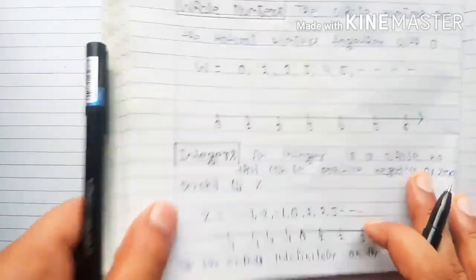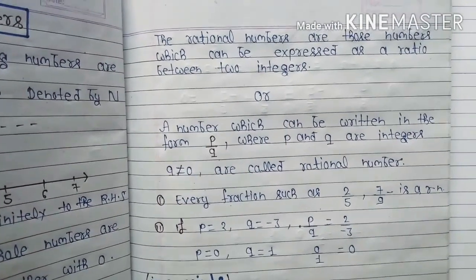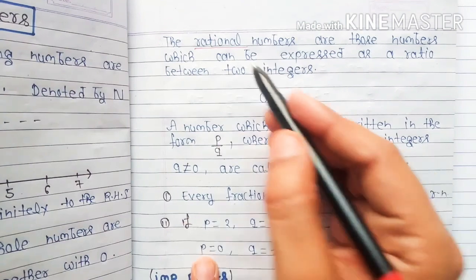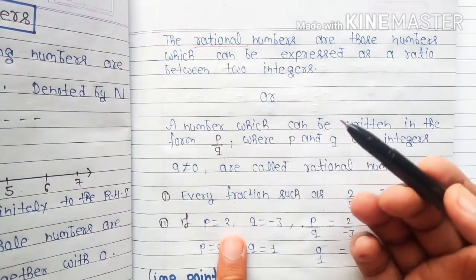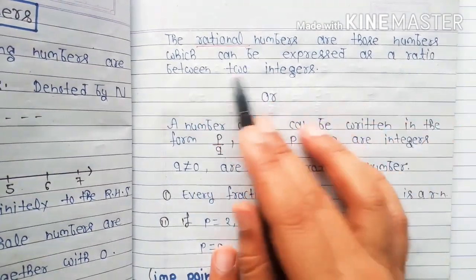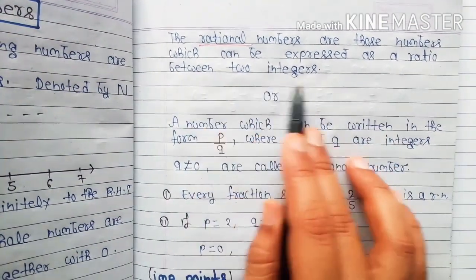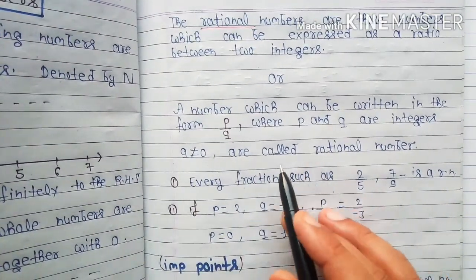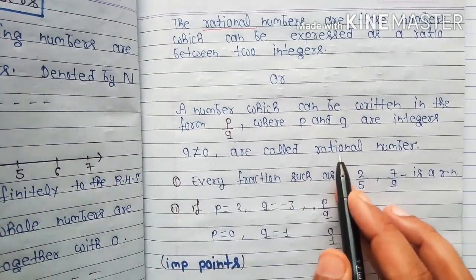Students, now what is a rational number basically? The word rational is derived from the word ratio, meaning comparison between two numbers. Rational numbers are those numbers which can be expressed as a ratio between two integers, or a number which can be written in the form p upon q, where p and q are integers and q is not equal to zero.